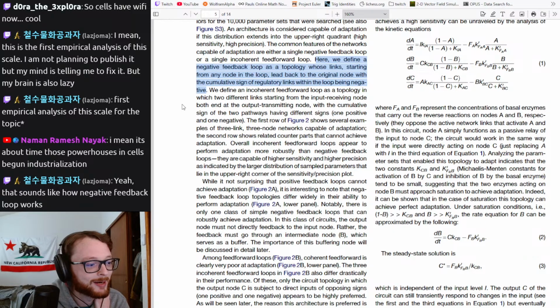It's about time those powerhouses in cells began industrialization. True. It's the first empirical analysis of this scale. I am not planning to publish it. My mind is telling me to fix it, but my brain is also lazy. Oh, that sounds important. Yeah, it's kind of hard to say whether you should fix it or not.